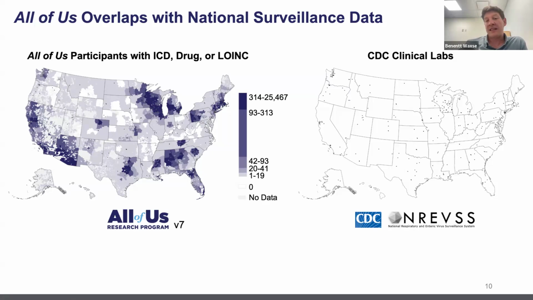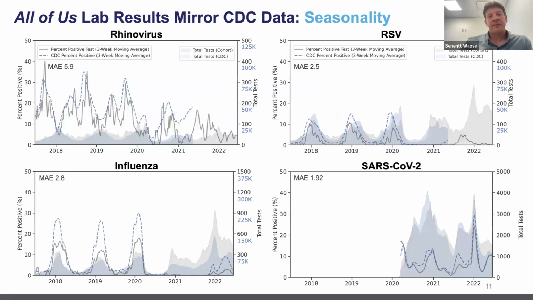And so we wanted to see what the lab results in All of Us and the CDC were like. So here I'm going to show 4 plots of the same thing, just to orient you to the plots. We have All of Us data, which will always be in gray. We have CDC data, which will always be in blue. The lines correspond to the left y-axis, which is percent positive, so the number of test results that are positive out of all the test results sent. And then the shaded regions below are total tests sent.